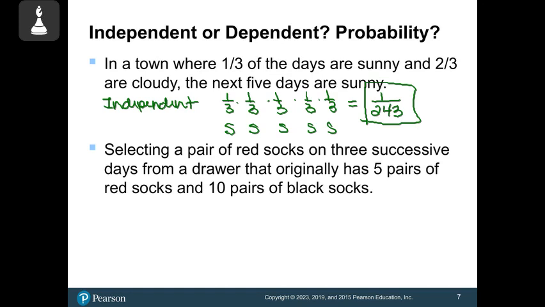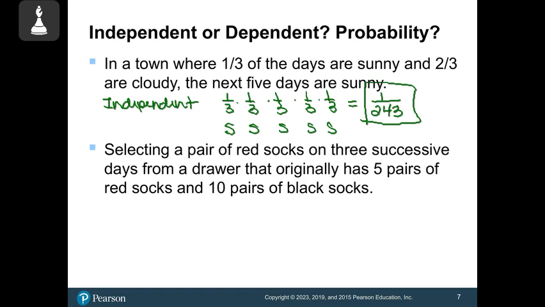Next situation, we want to select a pair of red socks on 3 successive days from a drawer that originally has 5 pairs of red socks and 10 pairs of black socks. If I reach in my drawer one day and I take out a pair of red socks, am I going to throw that pair of red socks in there when I'm done? No, they're going to go in the hamper.